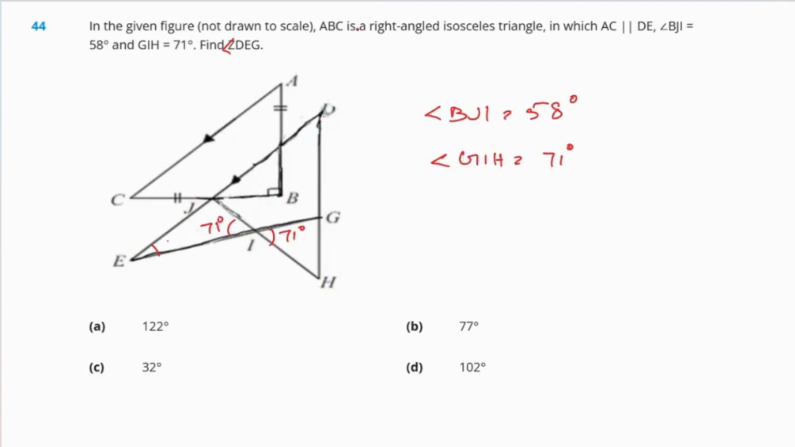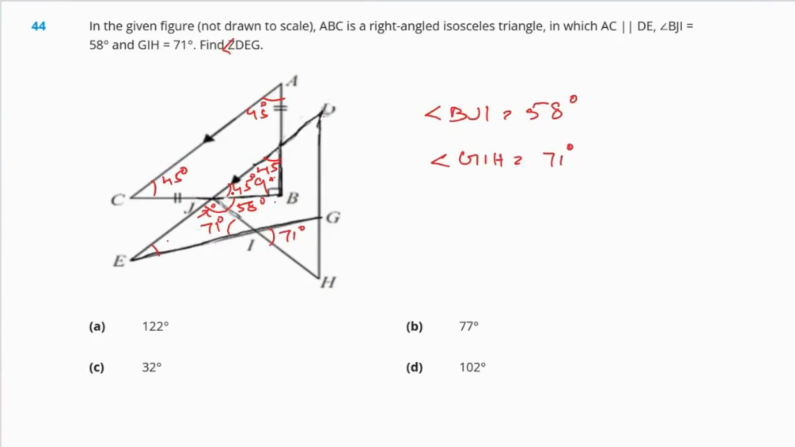Okay. And it is said that ABC is a right-angled isosceles triangle. Right-angled isosceles triangle means what? This one will be 90. So this one and this one will also become 45, 45 each, right? Because this is an isosceles triangle. Here it is 90, so this one will become 45 and this one will also become 45. Okay. And here angle BJI is given as 58 degrees. So suppose we take this angle as x.